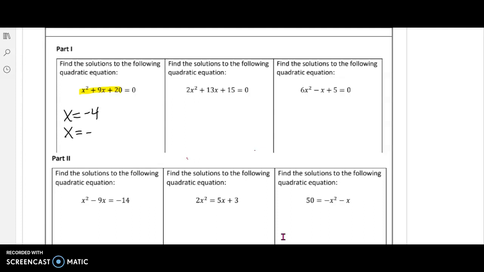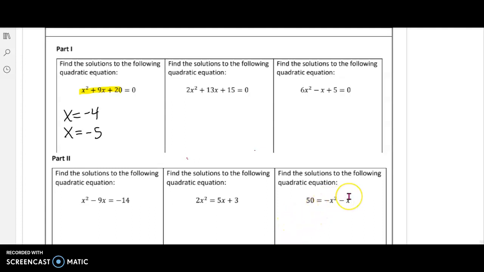Keep in mind that not all parabolas, like the one we just saw, touch the x-axis twice. Sometimes they may only touch the x-axis once. Some, it may not even touch the x-axis at all, and there may not be any solutions, and you might have to write no solution.